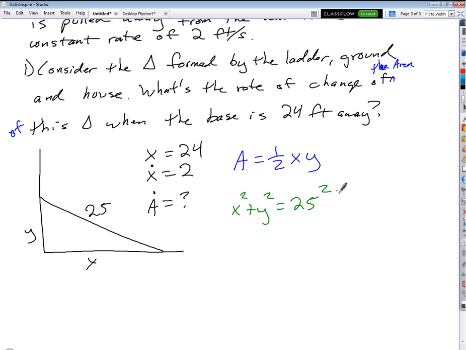We did one like this before. Remember, we did the one with the sand pile, the conical sand pile? And I can't remember what our variables were, X and Y or R and H. R and H. And it was very helpful for us to eliminate a variable.